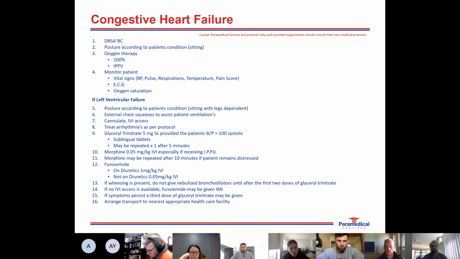If wheezing is present, do not give nebulized bronchodilators until after the first 2 doses of glyceryl trinitrate. We need to vasodilate our patient before we attempt to give bronchodilators. If no IV access is available, you can look to give furosemide via intramuscular injection. If symptoms persist, a 3rd dose of GTN may be given under protocol and arrange transport to the nearest facility as soon as possible.